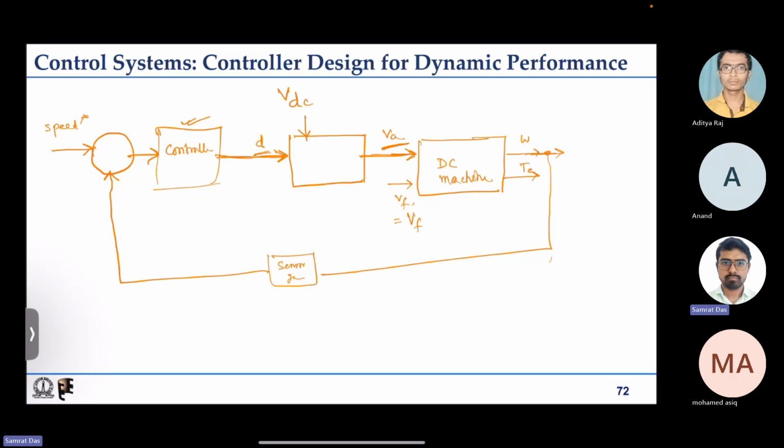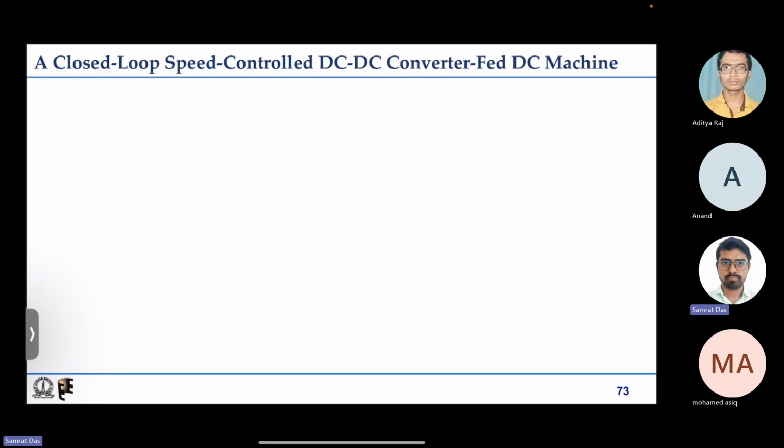The only reason it does not work is because we have not modeled our entire system accurately enough. That is why there may be some differences, or a need to tune it. But actually, if you design well, then there is no need to tune. Whatever you design will work. And the final realization will be a closed loop speed controlled DC to DC converter fed DC machine.